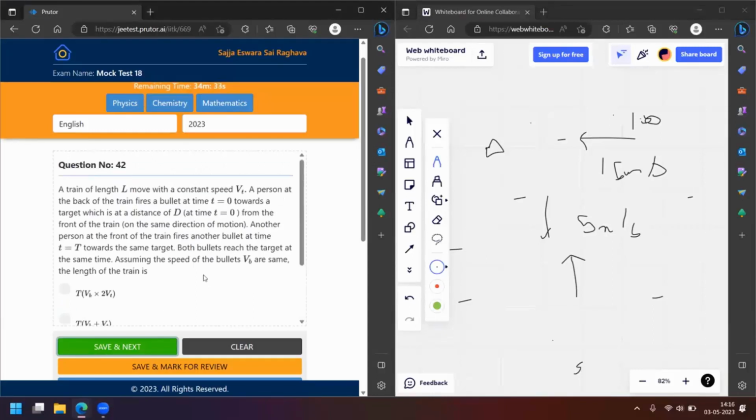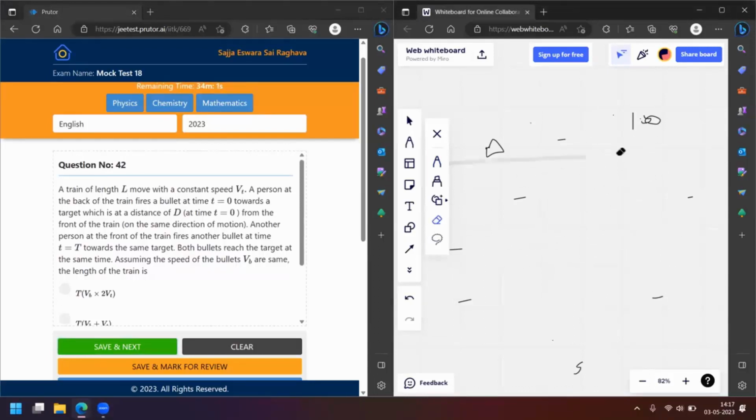We have another question based on relative motion. A train of length L moves with constant velocity VT. We have to first, in this type of question, make a clear diagram and note where, at what points, what events happen. You make note of at what time and at what position the events are happening. So we have the train of length L and speed VT, and the target is at a distance D.